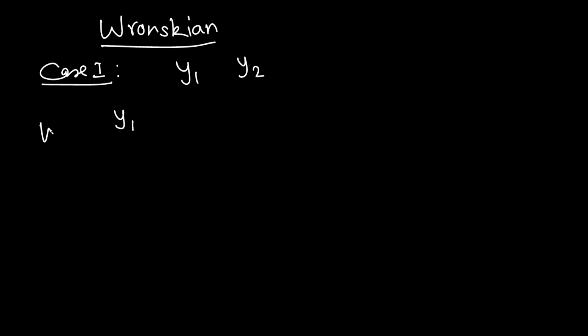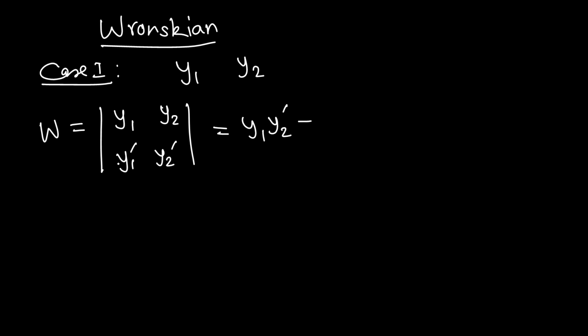the Wronskian of these two. Let me denote it by W equals a 2 by 2 determinant: y1, y2 in the first row and their derivatives in the second row. So find y1 prime and y2 prime. Now we evaluate this 2 by 2 determinant. We just multiply this diagonal, y1 times y2 prime, and minus, we multiply this way, y1 prime y2.